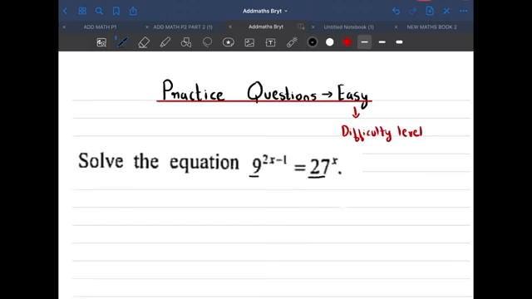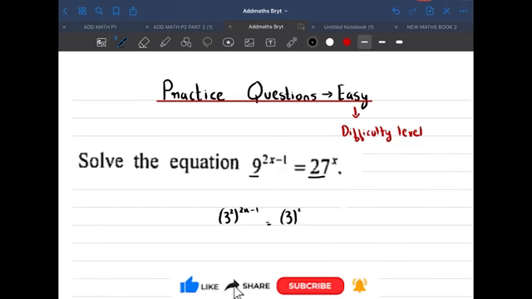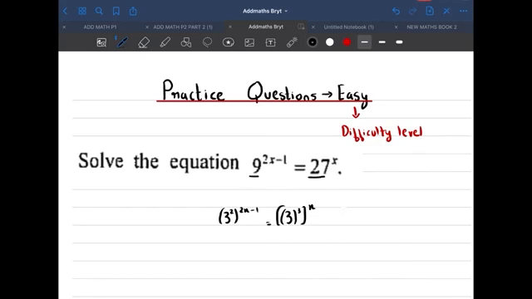9 and 27 are the power of which number, guys? 3 square is 9 and again 27 is also 3 power 3. Yes or no? Do you get till this point? So whenever you see such a question, always look for a number which has both the numbers in different power, right? Now, can I write like this: 2 twos is 4x minus 2 is equal to 3 power 3x. Did you get till this point?